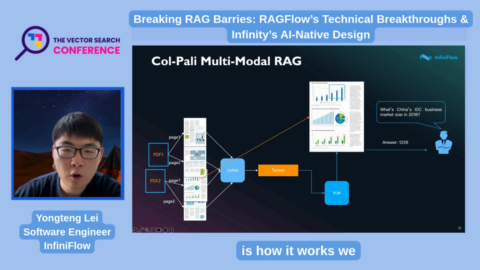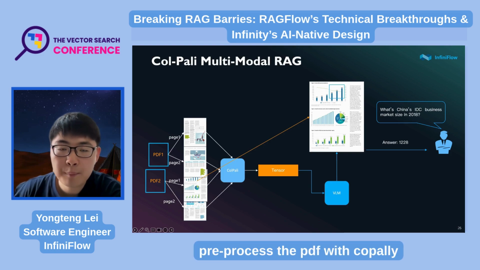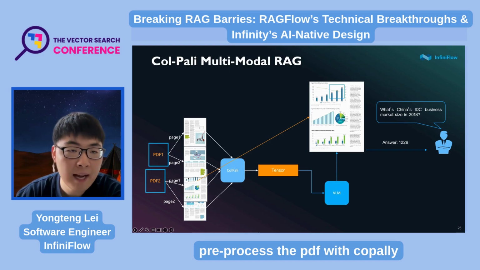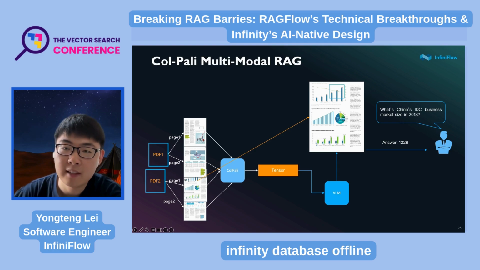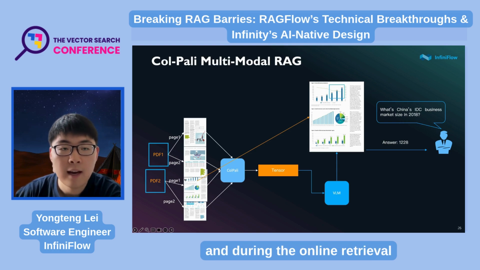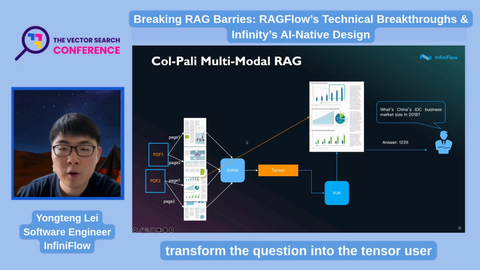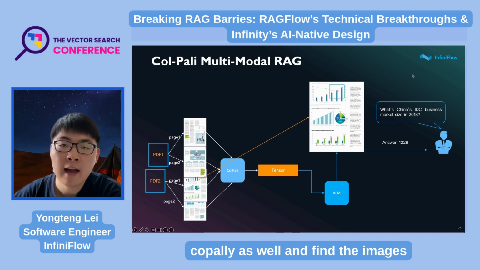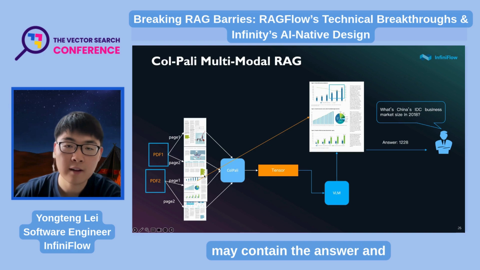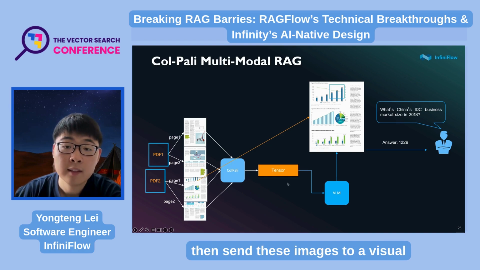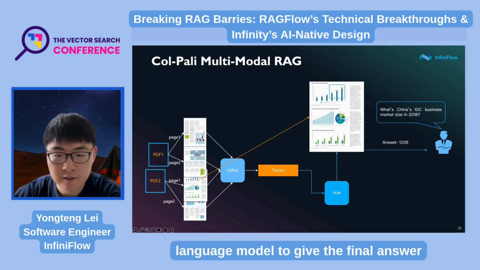This is how it works. We pre-process the PDF with Copilot and store the tensors in the Infinity database offline. During online retrieval, we transform the question into a tensor using Copilot as well, find the images that may contain the answer, and then send these images to a visual language model to give the final answer.